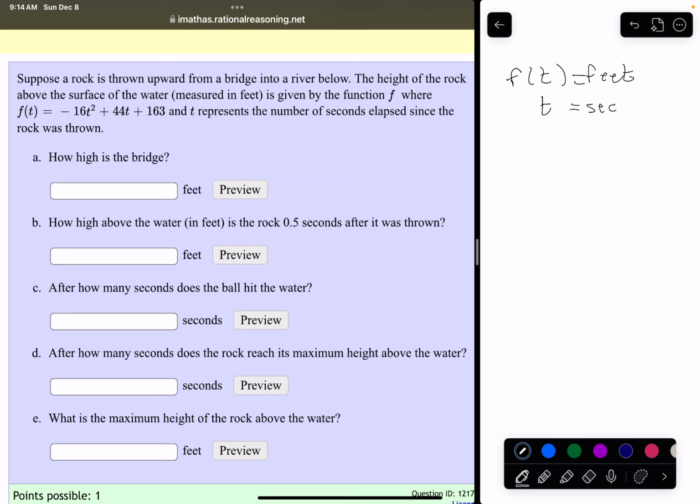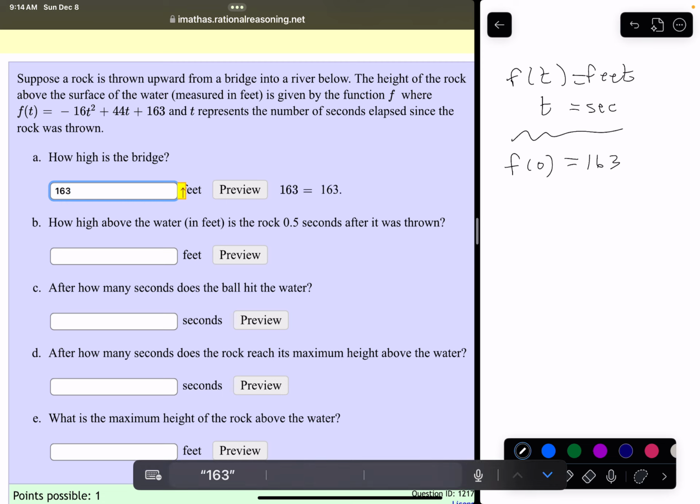And how high is the bridge? Well, if we are standing on a bridge and we're getting ready to throw it, the rock is currently at the height of the bridge. So if you plug in 0, that's always going to be your initial height. So if you plug in 0, you get 163.